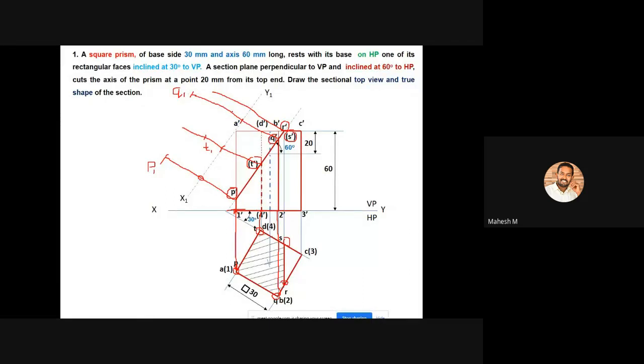Similar to that, you can mark the distance from this reference line towards R and S. So you can mark these points. Then you can join these points with inclined lines like this. So this is our true shape. After creating this true shape, you should create the sectional lines with an angle of 45 degrees and with a distance of 2 mm.